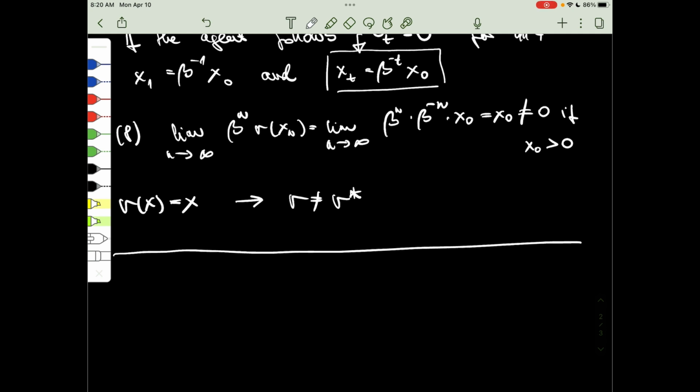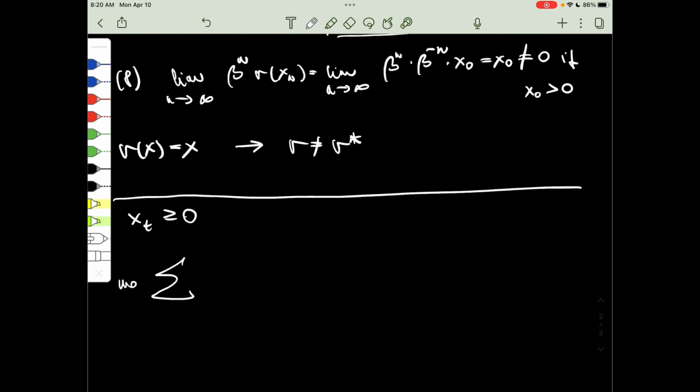don't allow the agent to fall into debt. So now we have this bound on wealth dynamics, so it cannot be negative. Wealth cannot be negative. It means that we have the problem in this form.